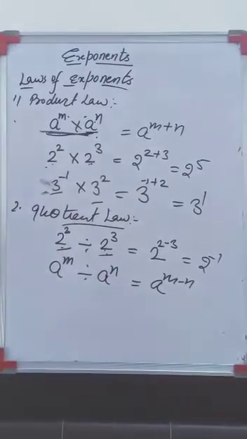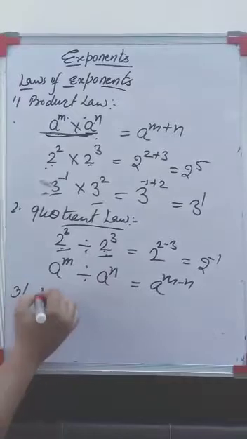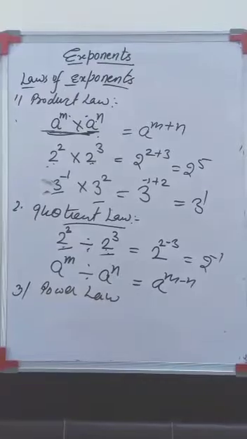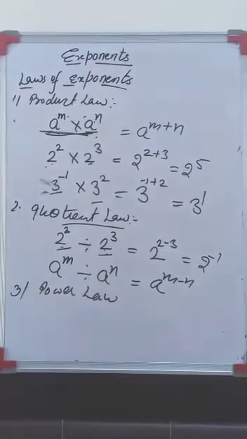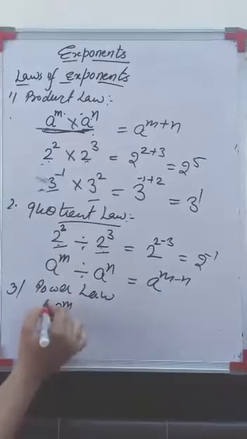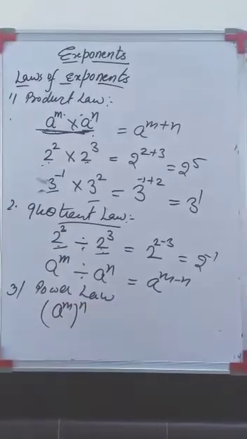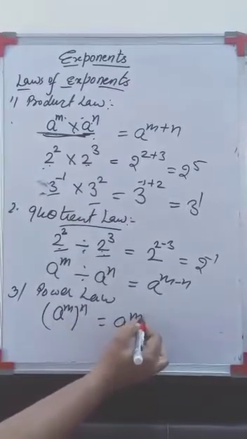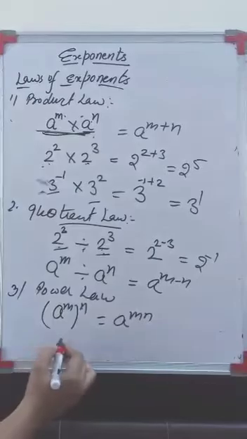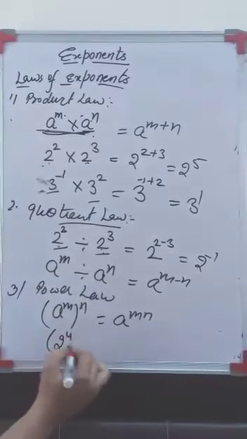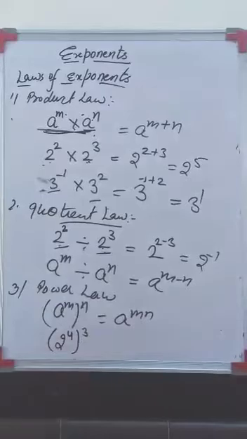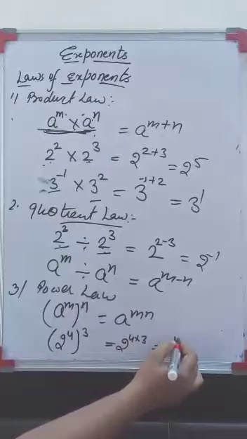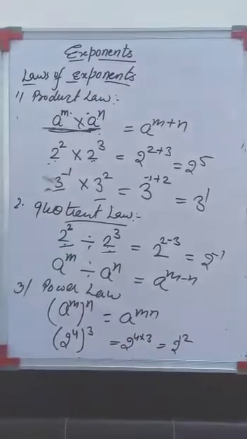Your third law is the power law. The power law says that the power of a power gets multiplied. If a raised to power m, and after the bracket another power n is there, then they will get multiplied. So it will become a raised to power m into n. For example, 2 raised to power 4 and then after the bracket it is 3. It will become 2 raised to power 4 into 3, so 2 raised to power 12. This is your power law.